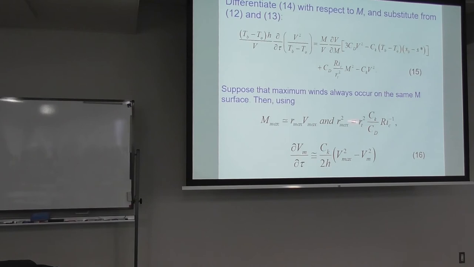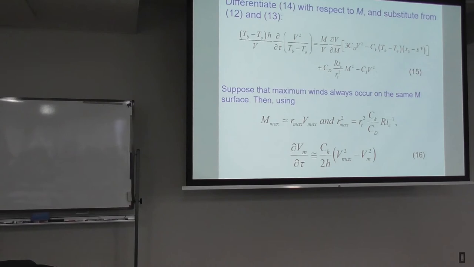And if you make those substitutions, then you get a very simple equation that says that the time rate of change of the maximum wind speed is equal to a constant that's proportional to Ck over 2h times the potential intensity squared, that's what V max means, minus the actual velocity squared. So this is just going to be a scalar here, potential intensity, if there's no pressure dependence of the ocean surface saturation entropy. This is just a constant. And so we immediately see what the time scale is. The time scale is twice the boundary layer depth divided by Ck, times the potential intensity, which is the square of the wind speed over here.